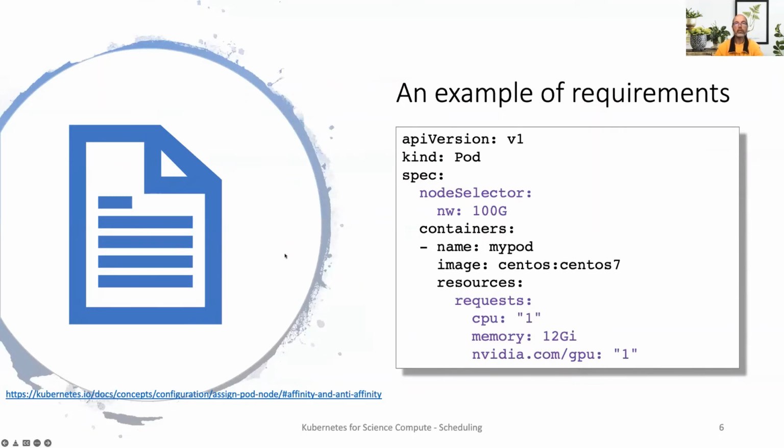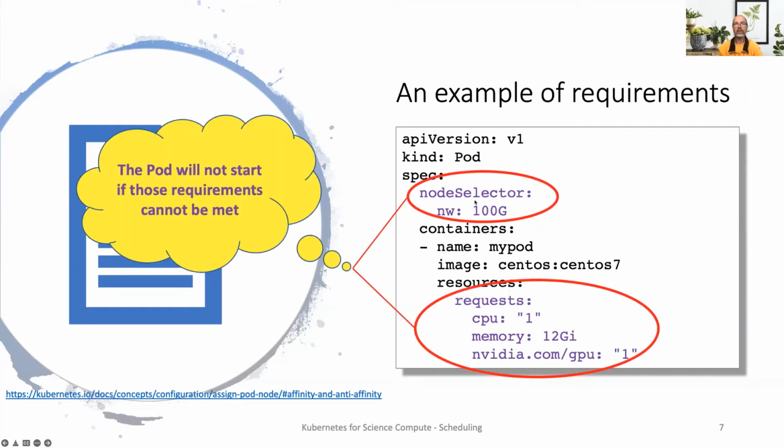So here is an example of requirements. Down here, we have the requests. I need 1 CPU, 12 gigs of memory, and 1 GPU. And moreover, I absolutely need a 100 gigabit NIC. And if there are no nodes with all of these characteristics, my pod will not start.